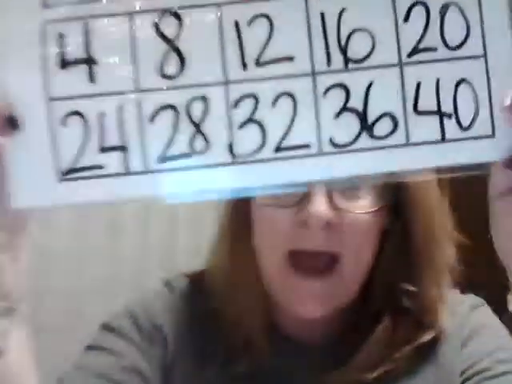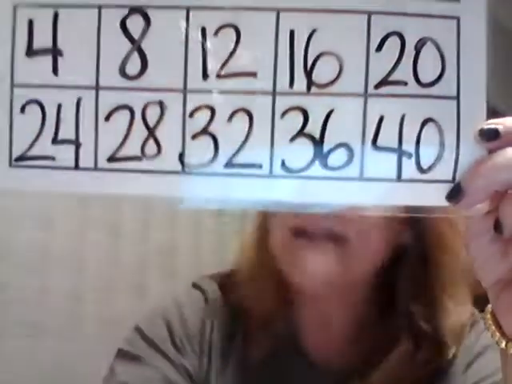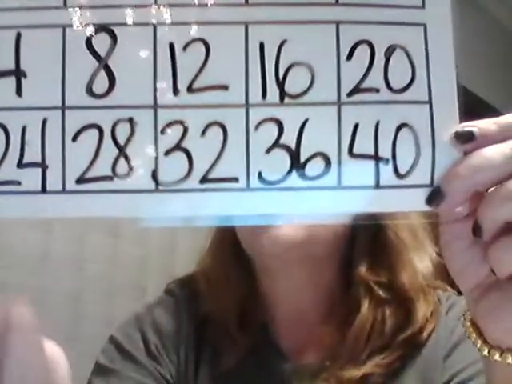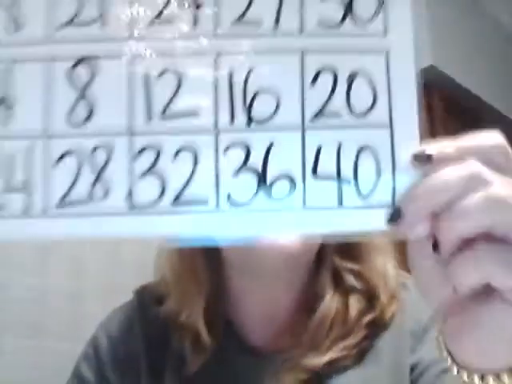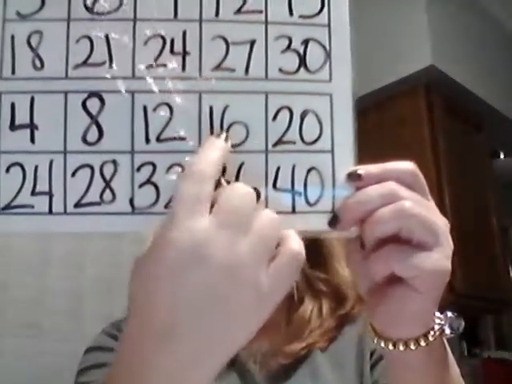Then I have 4 groups of 9 is 36. And 4 groups of 10 or 10 groups of 4, because you can reverse it, is 40. So now I have that all written down on my 10 frame. And now I can go ahead and I can skip count by 4. I can start over here and say 4, 8, 12, 16, 20, 24, 28, 32, 36, and 40, and back again, and 40, 36, 32, 28, 24, 20, 16, 12, 8, and 4.